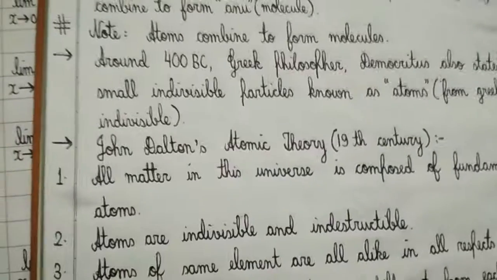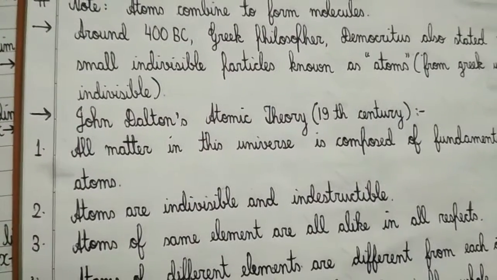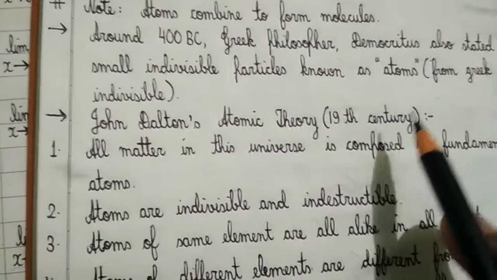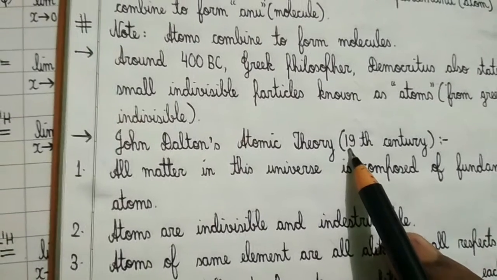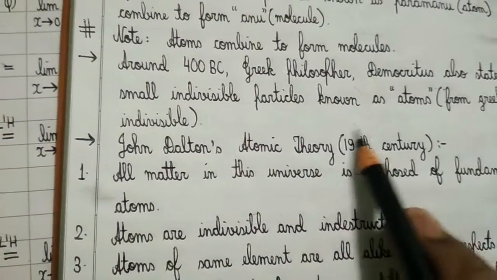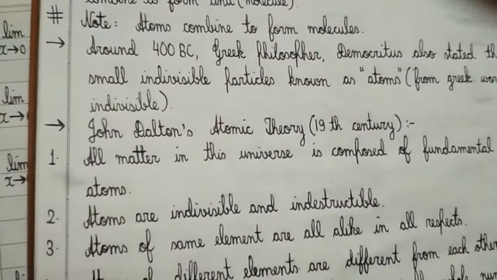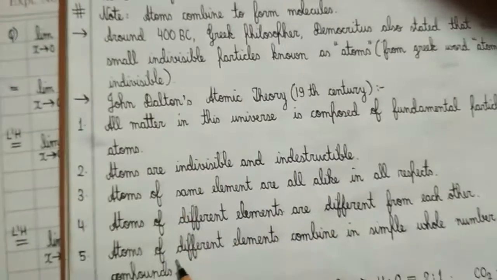Alright, so now let's talk about one of the most famous atomic theories of mankind. That was John Dalton's atomic theory. If I'm not wrong, the exact year is 1806. It's important to know that this was published in the 19th century. So what does the atomic theory proposed by John Dalton state? It has these many points.